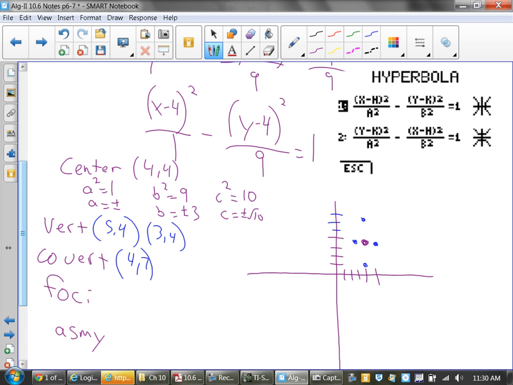So at 4, 7, and 4, 1. Correct. Draw your rectangle.